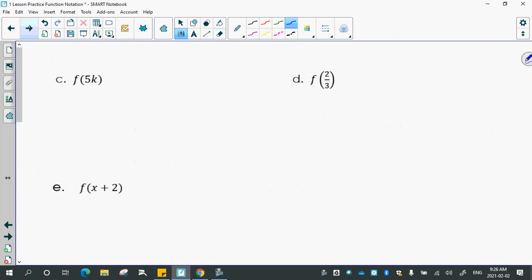F at 5k. Well, let me write the rule up. You don't have to look backwards. So there's our rule, our f at x. So try f at 5k because it's a lot like the one we just did with the 2m.